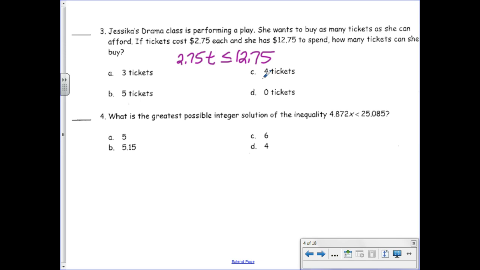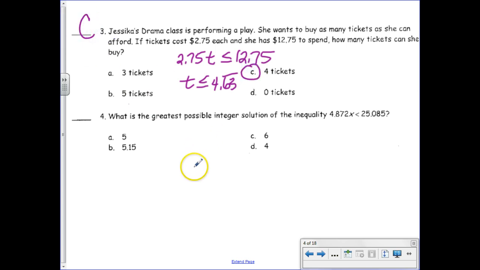Now, when you divide, you're going to get this value. Let me crank on my calculator here. 12.75 divided by 2.75, and I would get this value, 4.63 repeating. So t is less than or equal to 4.63. This is what it really looks like mathematically. In this case, what does it mean? I could buy 4 tickets. Yep, I can't buy 5. 5 is going to push me over. So again, you should choose C.